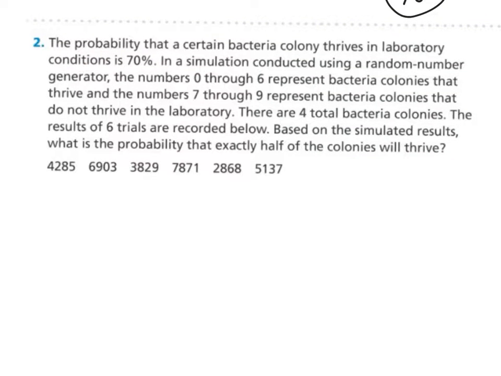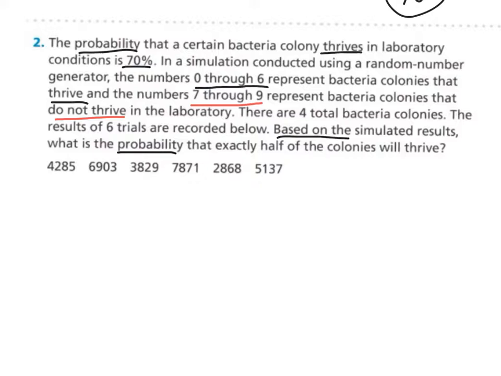Number 2, probability a certain bacteria colony thrives in a laboratory conditions is 70%. In a simulation, the numbers 0 through 6 represent bacteria colonies that thrive, and 7 through 9 represent bacteria colonies that do not thrive in the laboratory. There are 4 total bacteria colonies, results of 6 trials recorded below. Based on the simulated results, what is the probability?